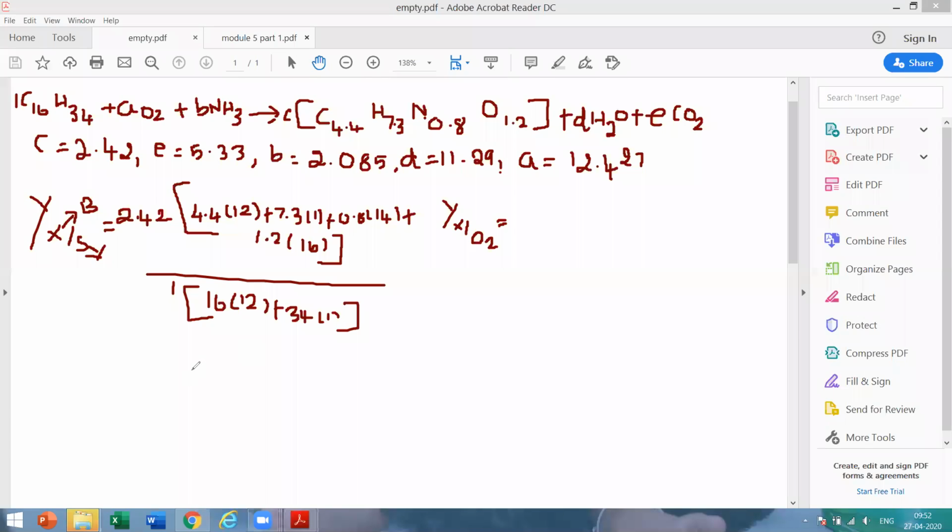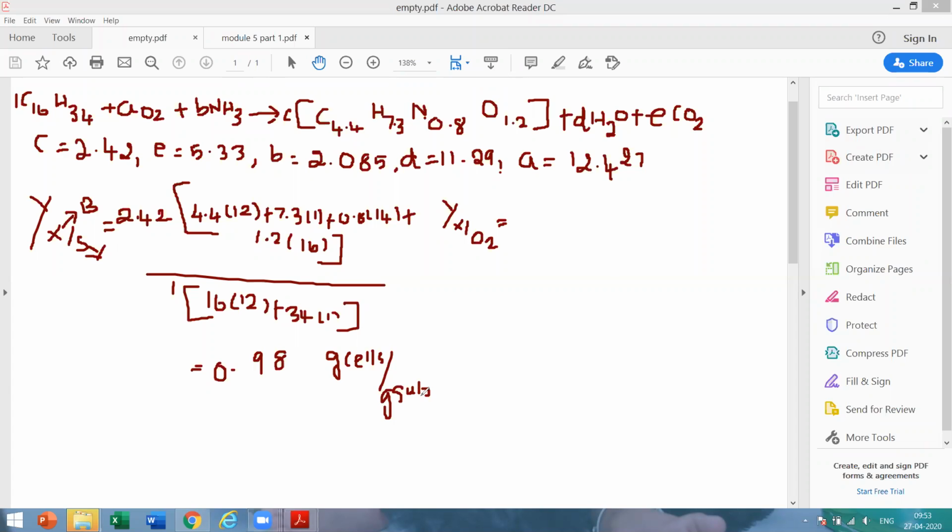So when you solve this, you will get 0.98. The unit is gram of cells. Okay, biomass means nothing but cells. So gram of cells divided by gram of substrate accordingly.